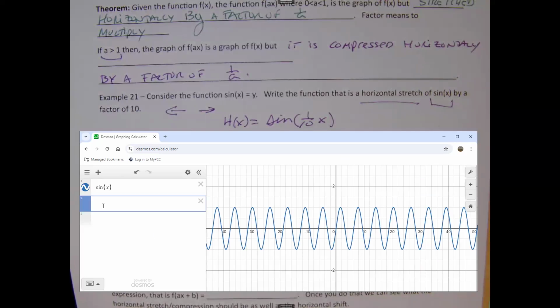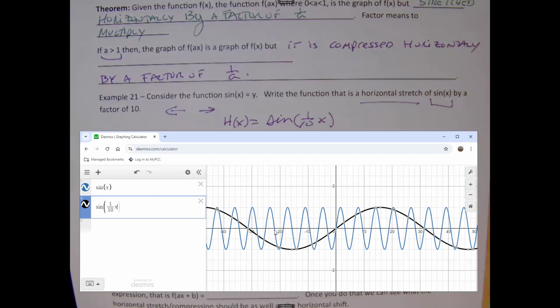Now I'm going to type in what I want to do, which is stretch it by a factor of 10. I said that's only going to happen if I do this. And indeed, look at that wave now. It looks like I took the spring and just stretched the heck out of it. Is it 10 times bigger? Hard to say, but it seems like that is the case.